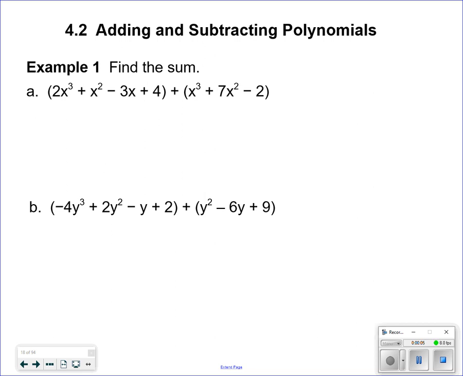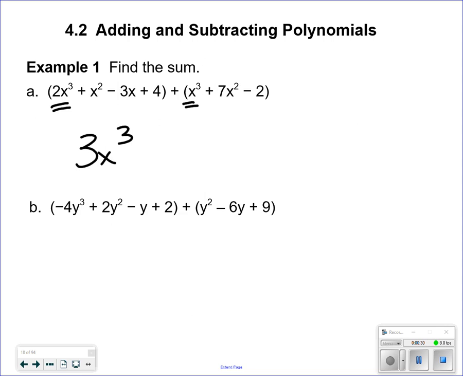The beginning here is going to be pretty basic, and then we're going to upgrade a little bit as we go along here. But we're going to start off by adding and subtracting polynomials. Basically, what you want to do when you are adding and subtracting like terms, you're looking for the same letter, same exponent. If you have the same letter and the same exponents, you're allowed to add them together. So 2x cubed and 1x cubed makes 3x cubed.